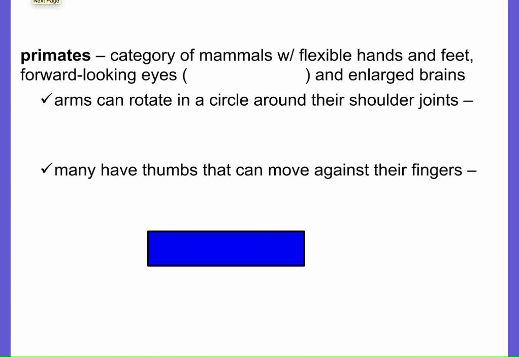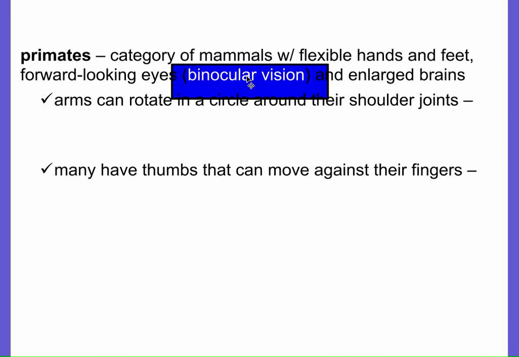So first off, we need a definition for primates. So you should know that it's a category of mammals with flexible hands, feet, forward-looking eyes, and enlarged brains. Now there's another term for that forward-looking eyes, and you need to understand what it means, not just the term. But forward-looking eyes gives us binocular vision.